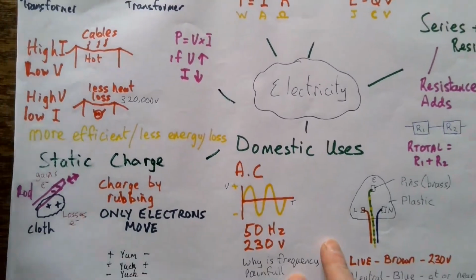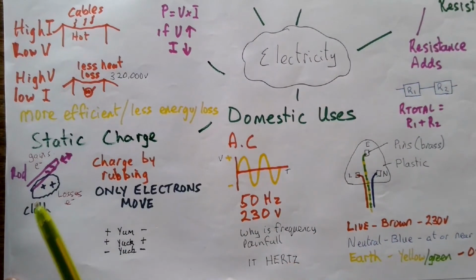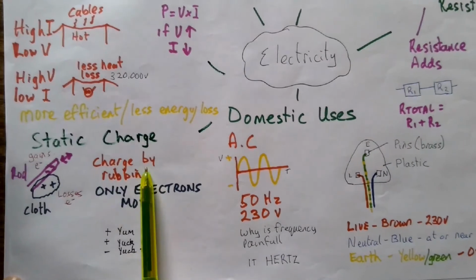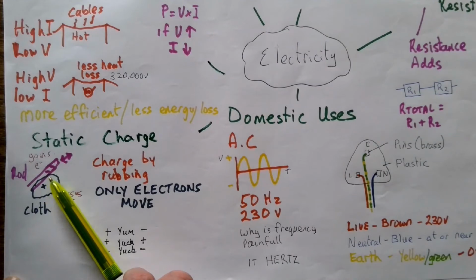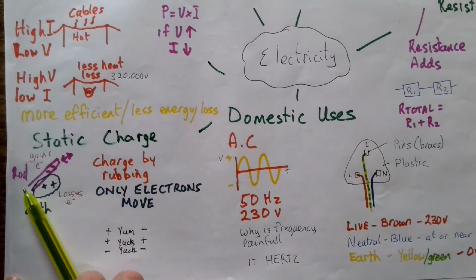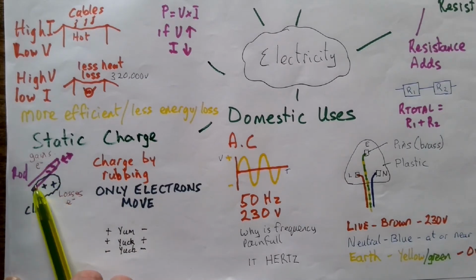Next topic is static charge. So with static charge, how do we get a static charge? Charged objects are charged by rubbing or friction. So if we have a rod which is rubbed by a cloth, what happens is the rod may become negatively charged and the cloth may become positively charged. The rod is negative because it gains electrons, and the cloth is positive because it loses electrons.